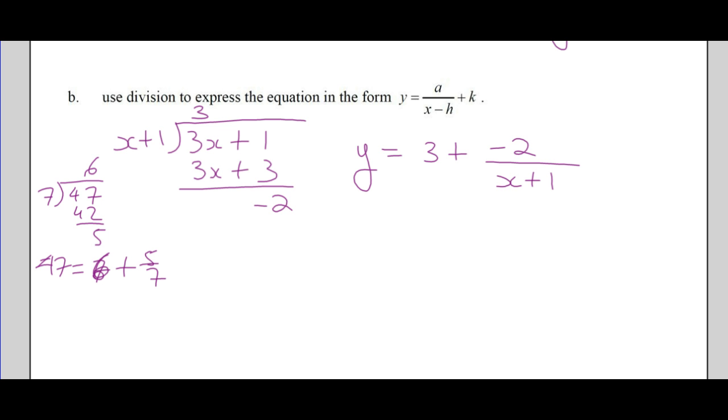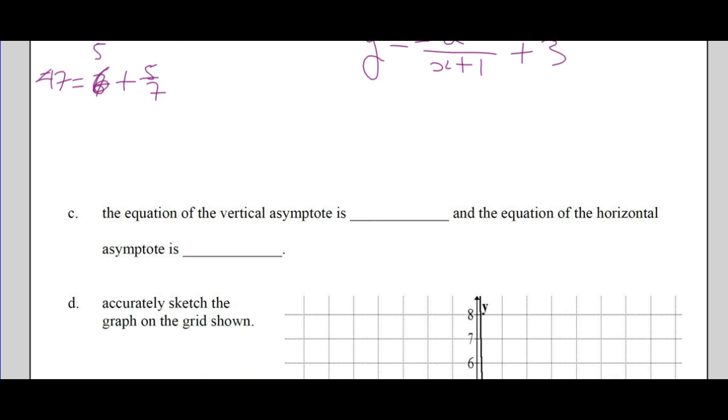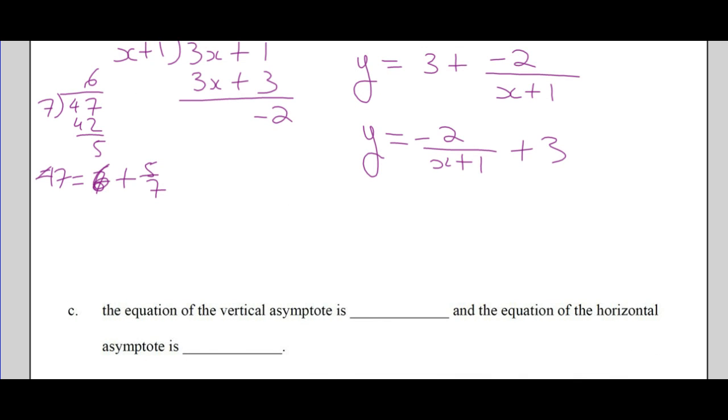Okay, so that's what we've written, right? Our y is the 3x plus 1 over x plus 1, and that's equal to 3 plus negative 2 over x plus 1. Now, putting it into this form becomes y is equal to negative 2 over x plus 1 plus 3. So now we know what happened, which we don't know just by looking at 3x plus 1 over x plus 1. But when you divide it, you've got this.